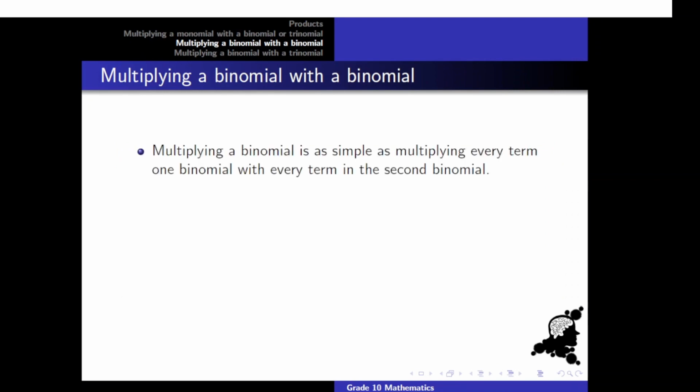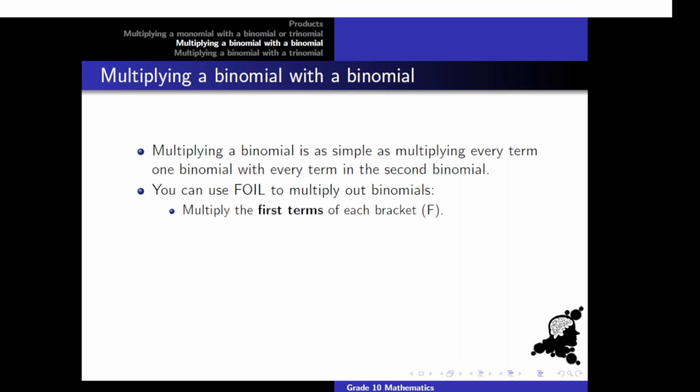Alright, now we're looking at multiplying two binomials. So multiplying a binomial is as simple as multiplying every term in one binomial with the term in the second binomial. This is very similar to what we did with multiplying a monomial and a binomial. We can also use FOIL to multiply out the binomial. So what does FOIL stand for?